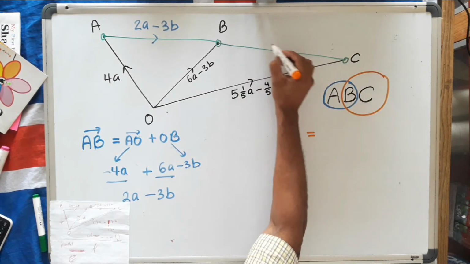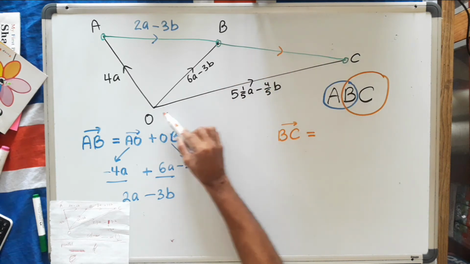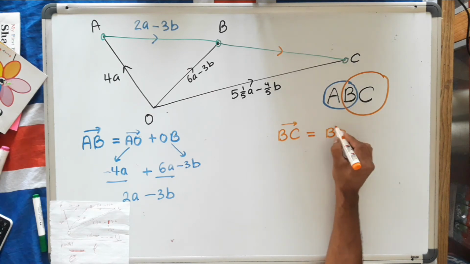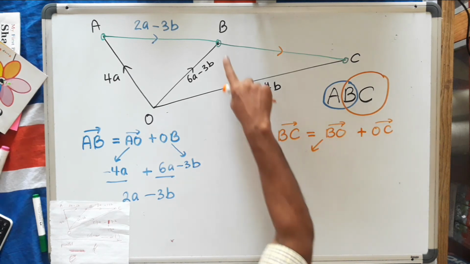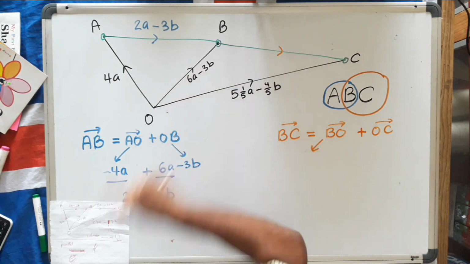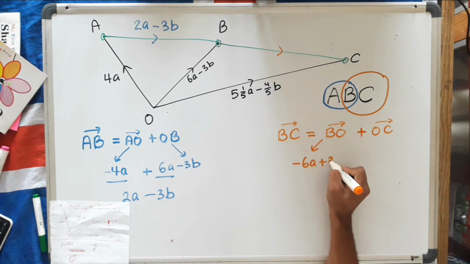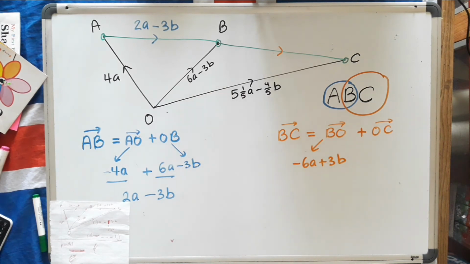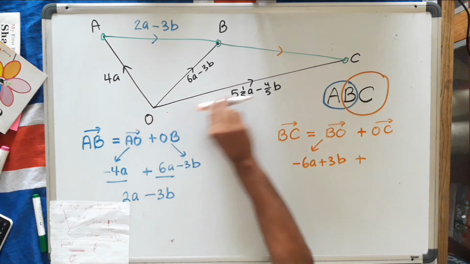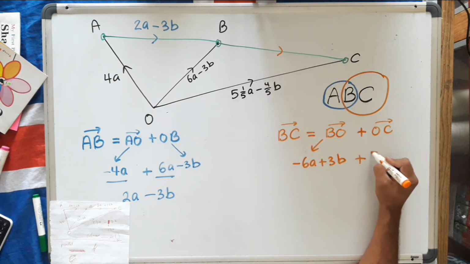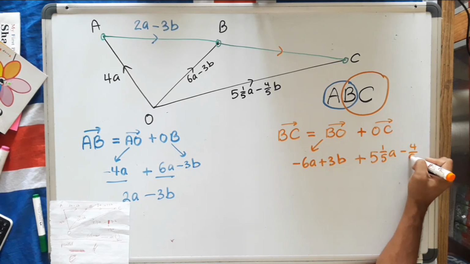BC, the easiest way to walk from B to C to me is from B to O and then O to C. B to O, are we going with the arrow or against the arrow? Against the arrow. So it's minus 6A plus 3B. I made all the signs the opposite. Plus OC. OC is with the arrow. I'm not going to change a thing. So 5 1/5 A minus 4/5 B.